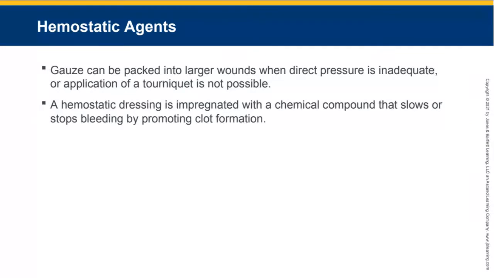Hemostatic agents. Gauze can be packed into larger wounds when direct pressure is inadequate or application of a tourniquet is not possible. A hemostatic dressing is impregnated with a chemical compound that slows or stops bleeding by promoting clot formation.